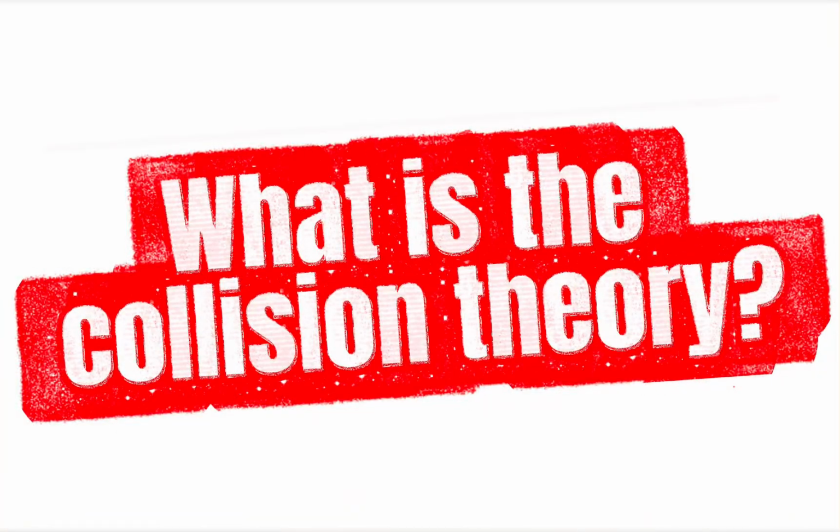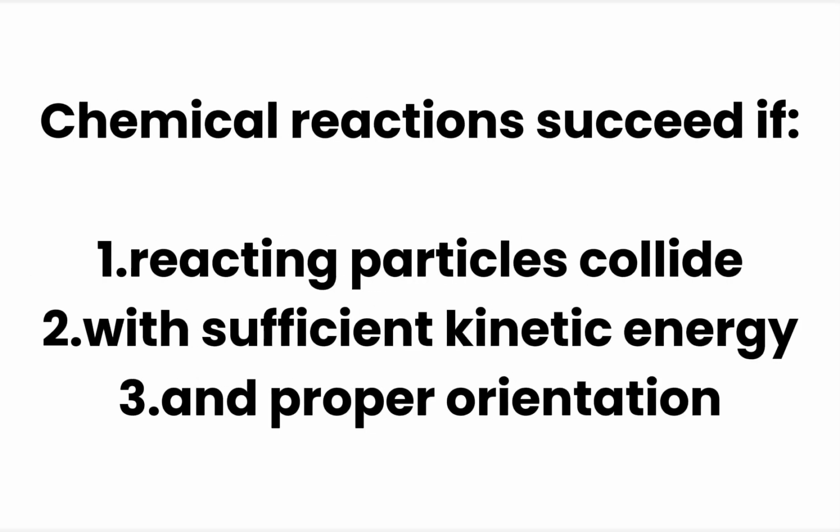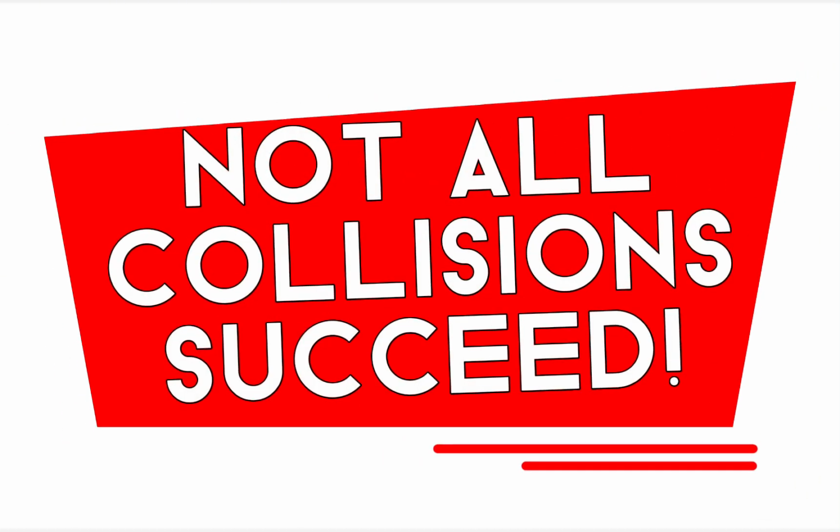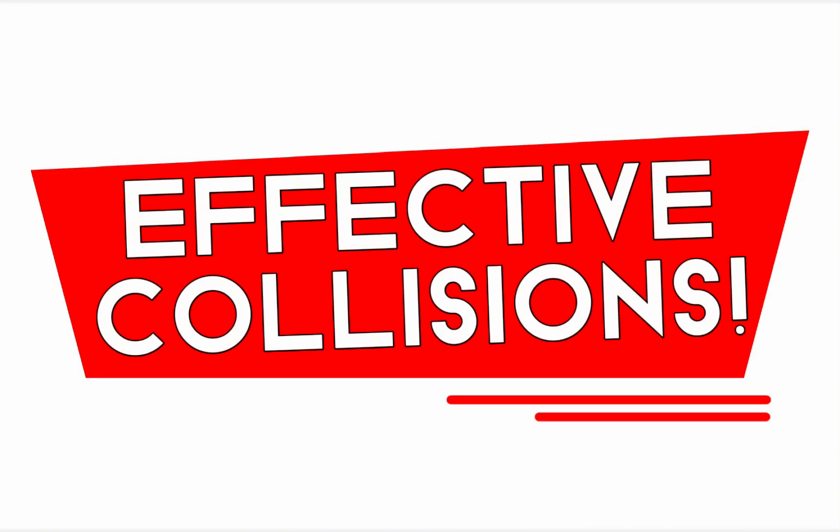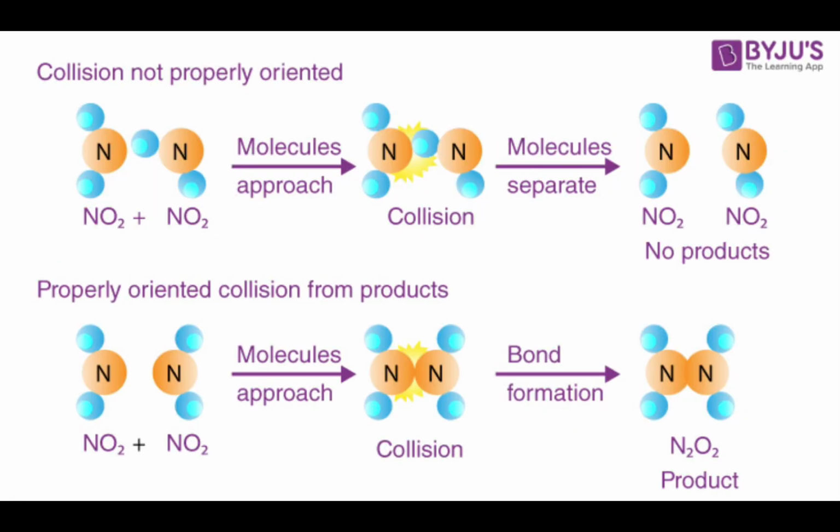But before that, we need to ask ourselves, what is the collision theory? Well, the collision theory states that chemical reactions only succeed if the reacting particles collide with sufficient kinetic energy and proper orientation. But it is important to remember that not all collisions succeed, but those that do succeed are called effective collisions. For example, in this model, it shows whether the collisions are properly oriented or not properly oriented.